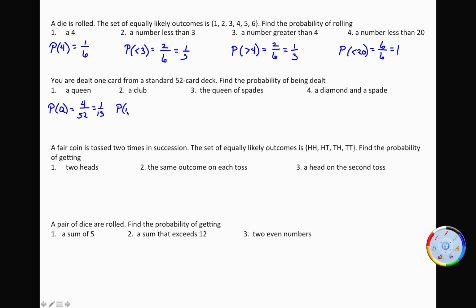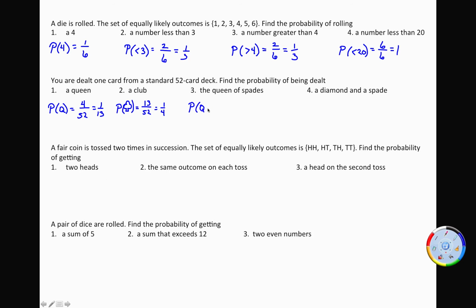What's the probability of being dealt a club? Well, there's 13 of each suit, so there's 13 clubs out of a total of 52 cards. And that reduces to 1 out of 4. Oh yeah, 4 different suits. One of those suits is a club.